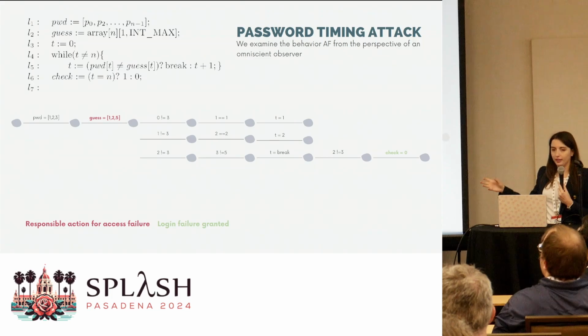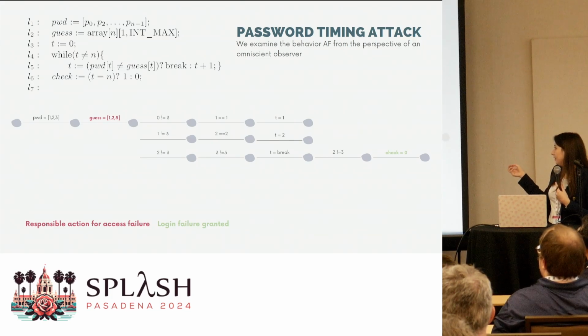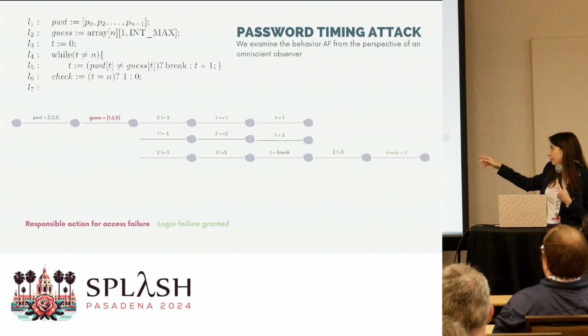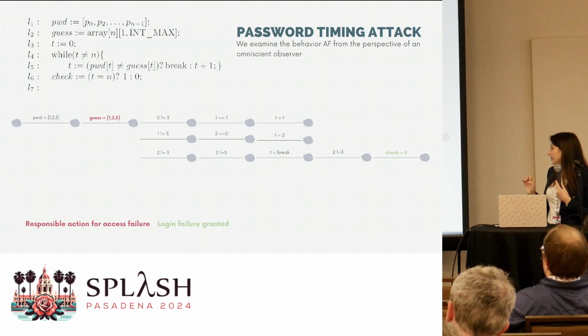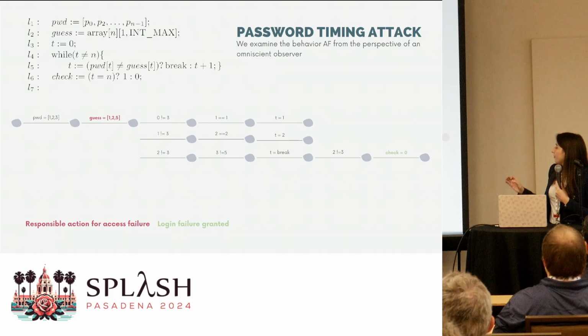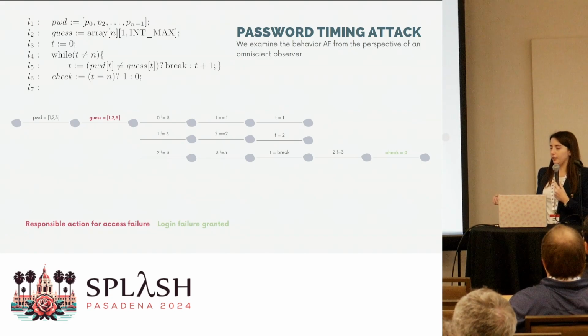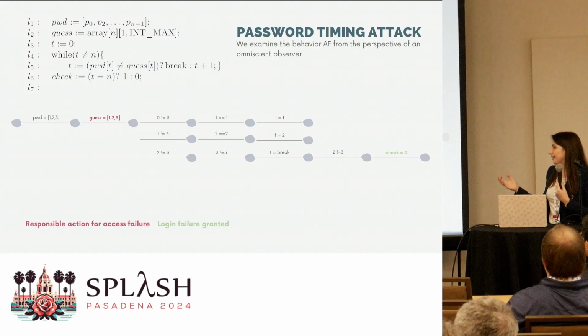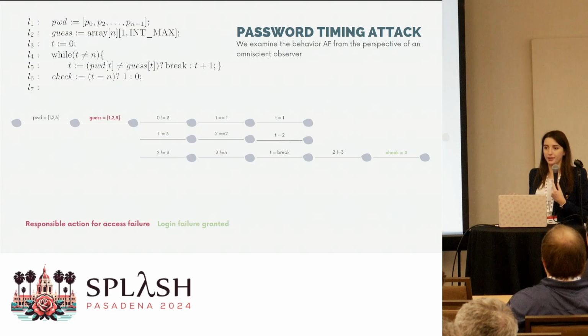The login fails when the guest password is different from PWD, and the login succeeds when the two passwords are equal. And for an omniscient observer, we can easily know that the responsible action is the guest password when the access fails.